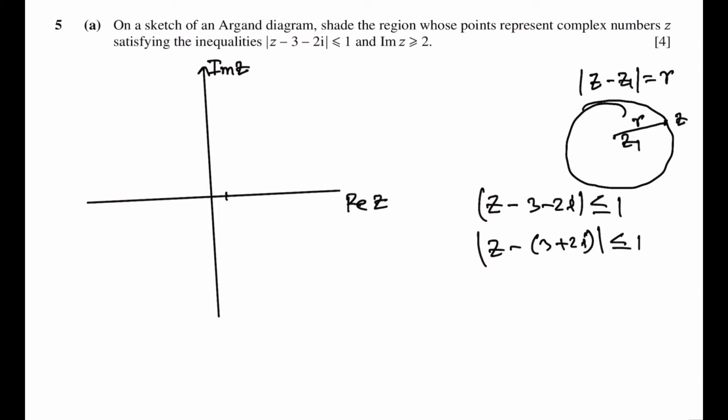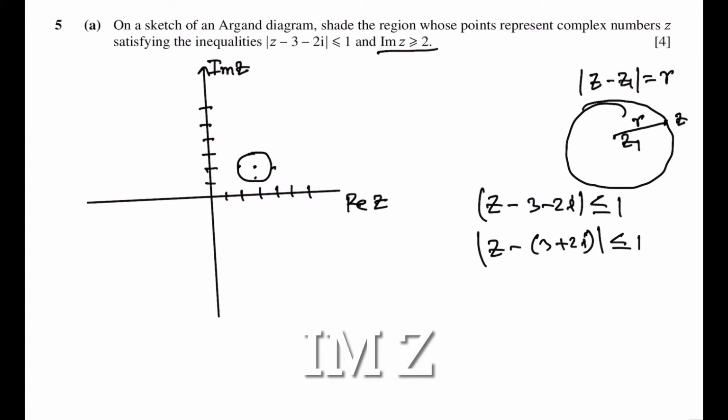So 1, 2, 3, 4, 5, 6 on each axis. And the center will be (3, 2), 3 and then 2. Now if it goes 1 unit up here, then 1 unit here, here, here. So this is the circle. Then Im(z) greater than or equal to 2. Im(z) means y greater than or equal to 2. So for Im(z), we can draw it here.